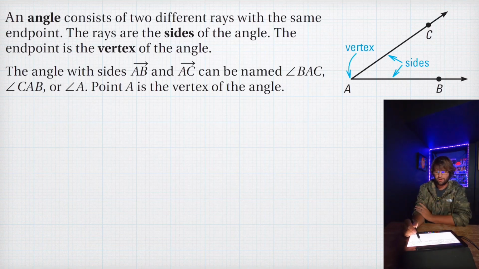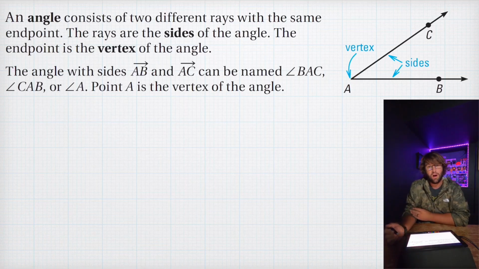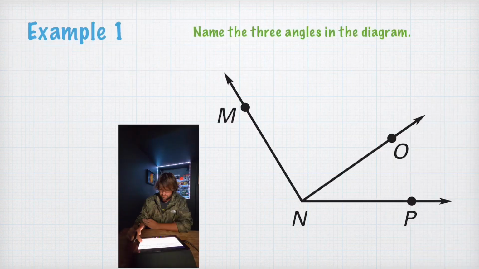If you're using the three letters, you need to make sure the center letter is the vertex of that angle. Also, you have to be very careful using individual letters, which I'll talk about on the next slide. Point A is the vertex of the angle. Anyways, let's keep going.